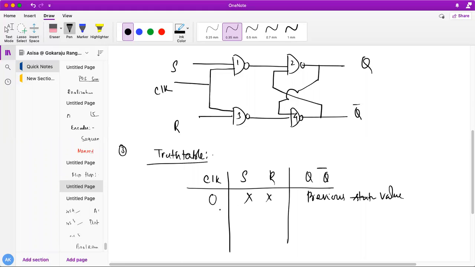It will not change. It will just hold the previous value. My clock is 0, so it will just act as it is. It retains that particular value. It will not change it, whatever my desired value.